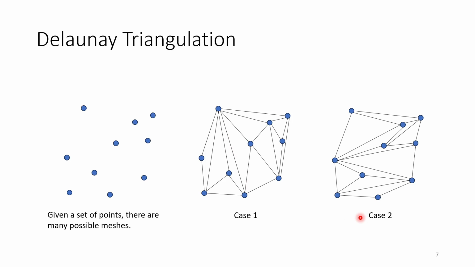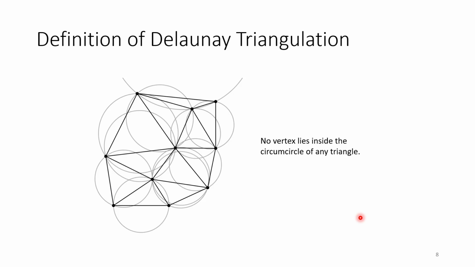The Delaunay triangulation has a property. In this example, the rule is that no vertex lies inside the circumcircle of any triangle. Let me show what this means. Given a triangle, for example this one, what is its circle? Its circle is this.